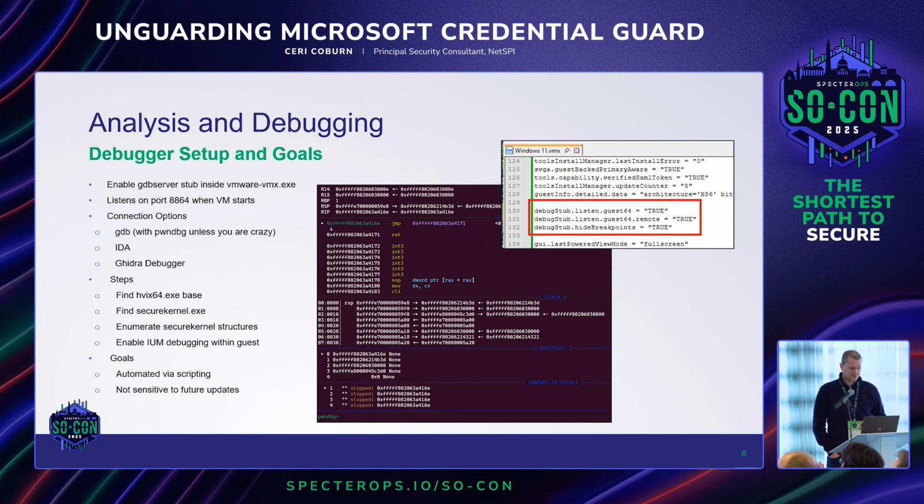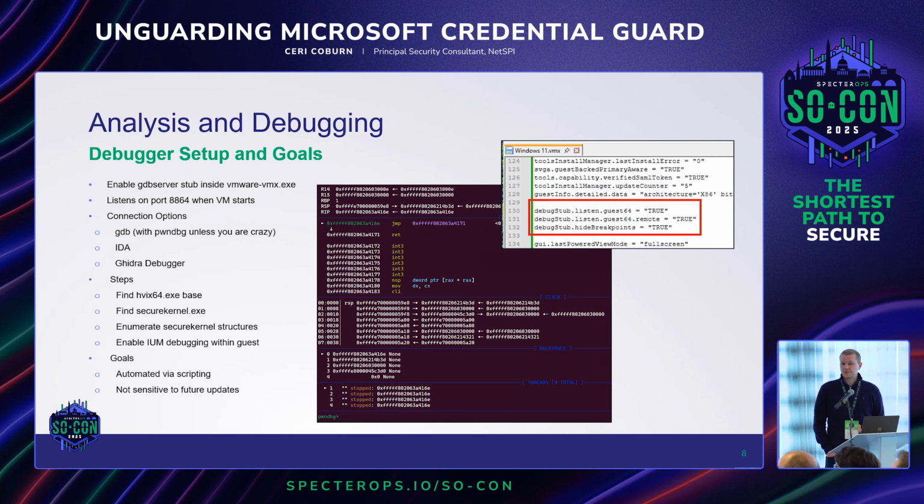Our first step is to try and find the hypervisor itself within memory. From there, trying to find the secure kernel in memory. Once we've got the secure kernel in memory, we can then use the symbol offsets from the PDB to try and figure out where keys are in memory and so on. And then finally, enable debugging of IUM trustlets that are running in VTL0.